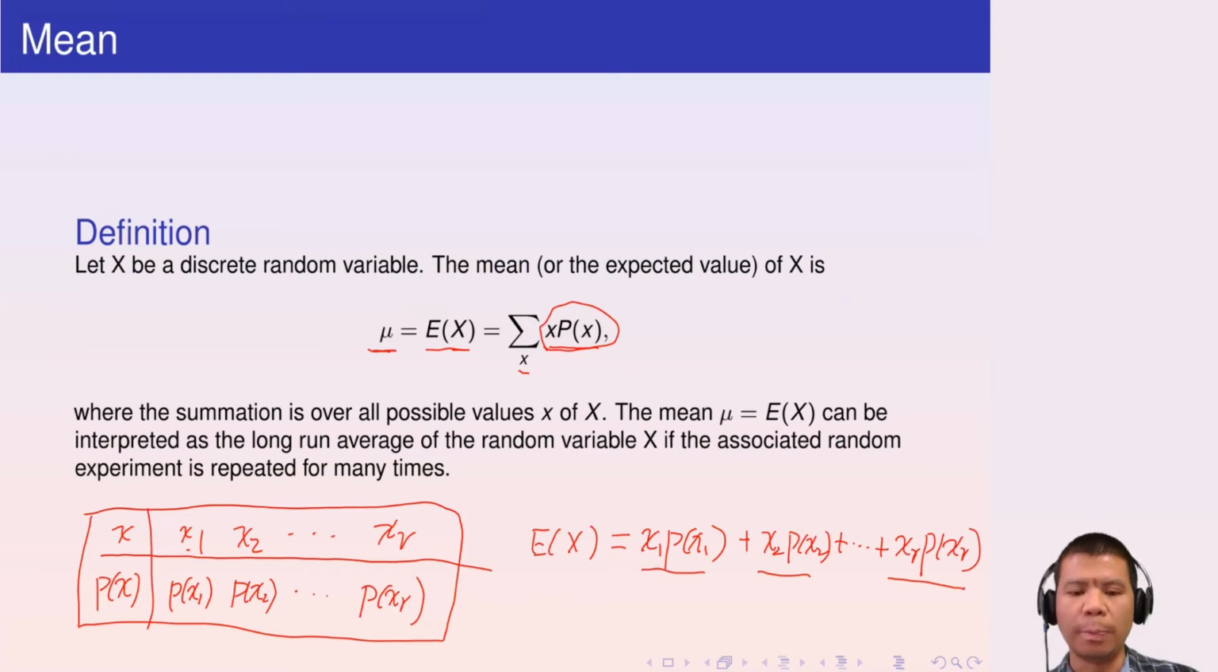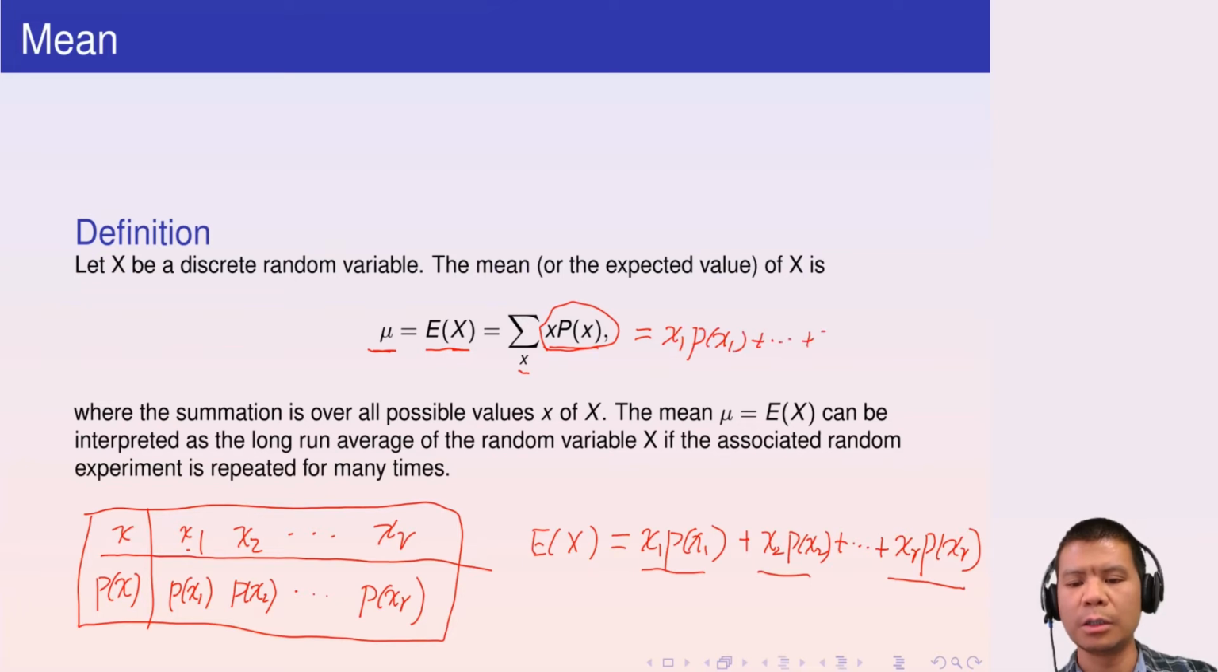Okay, so that is what we mean by the mean. So it equals X1 P of X1 plus ... XR P of XR, the total summation.